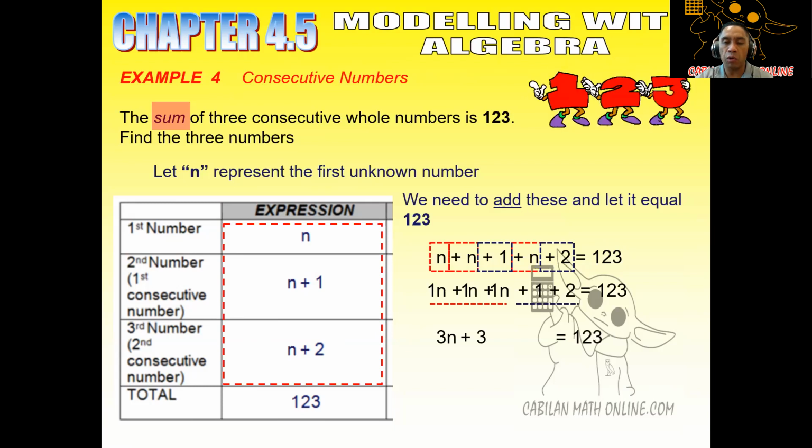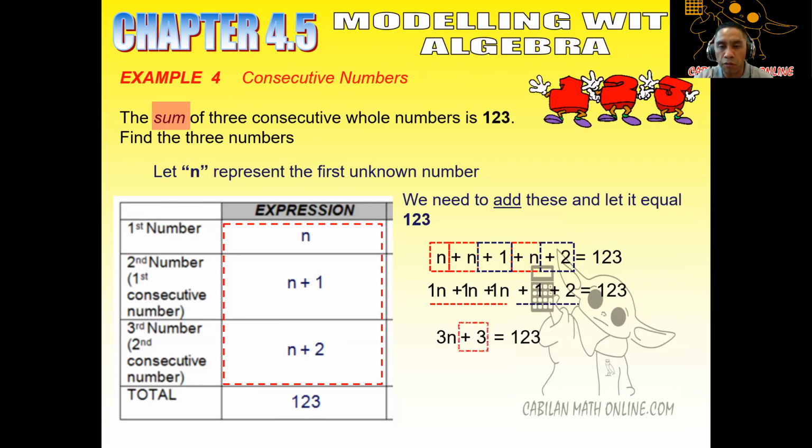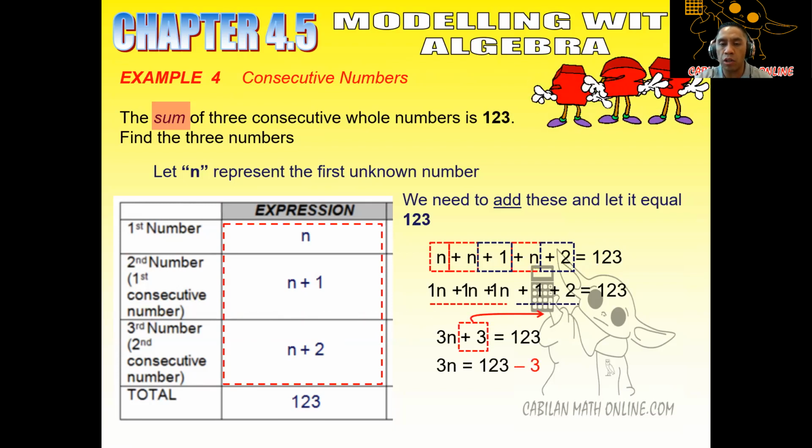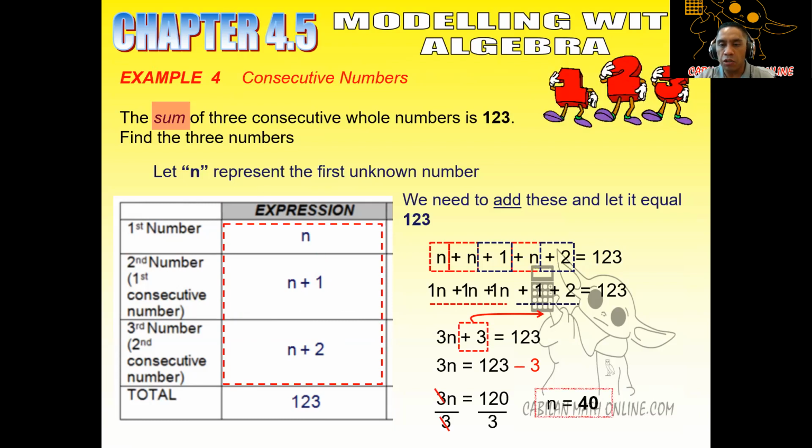And we bring back the 123. Notice that once you simplify this expression, we now have 3N plus 3 equals 123, which is familiar because it's just another two-step solution. We're going to leave the 3N exactly where it is, and since the 3N and the 3 are separated by a plus sign, we're going to move the 3 first, take it to the other side, and subtract it from the 123 that's already there. For the final step, we just need to divide both sides by 3. And we have our first number to be 40.